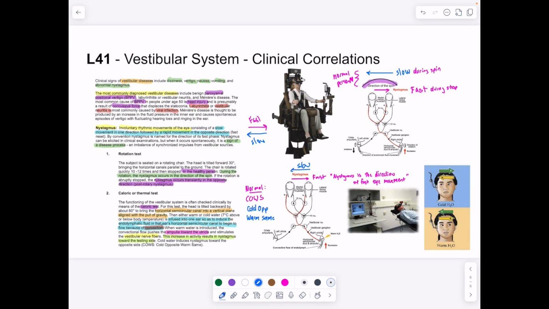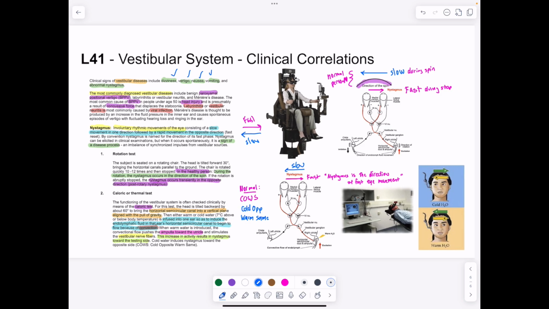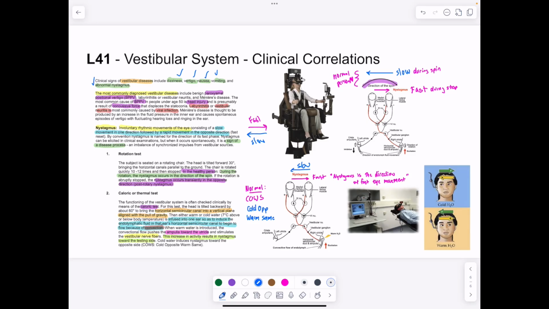All right, so then clinical correlations. The vestibular system has to do with balance and unconscious proprioception, so dizziness, vertigo, nausea, vomiting, abnormal eye movements. We were told that the vertigo most commonly was benign paroxysmal positional vertigo, BPPV, and it's generally from head injury.